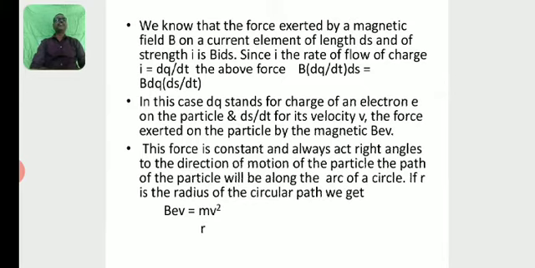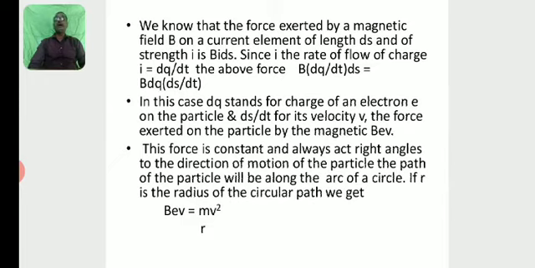This force is constant and always acts at right angles to the direction of motion of the particle. The path of the particle will be along the arc of a circle, if r is the radius of the circular path. So in the presence of a magnetic field, the nature of the path followed by the charged particle is a circular path, or say an arc of a circle. Then it must experience the centripetal force. We know the expression of the centripetal force is mv square by r.